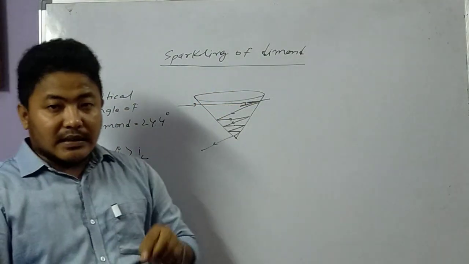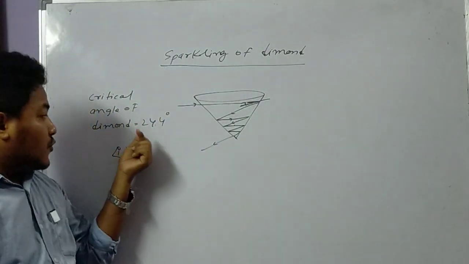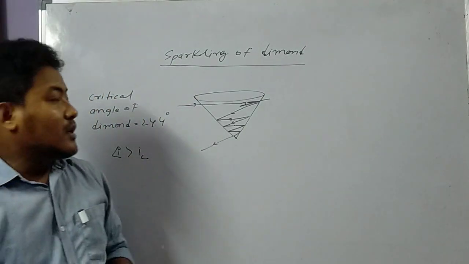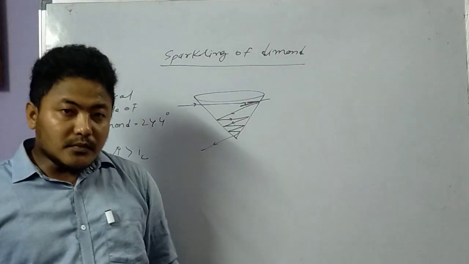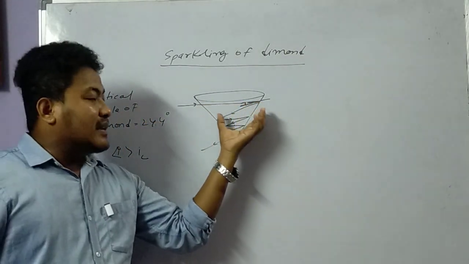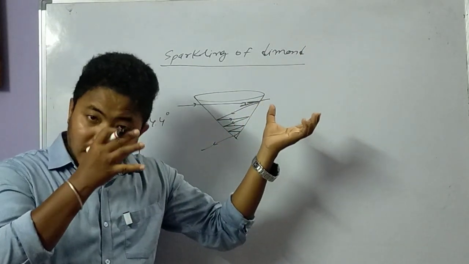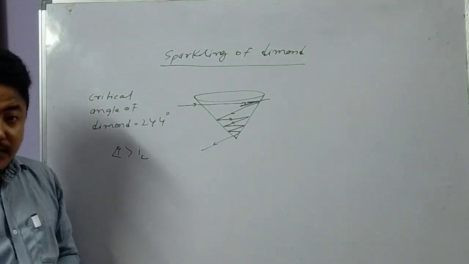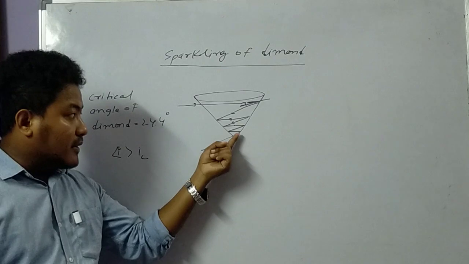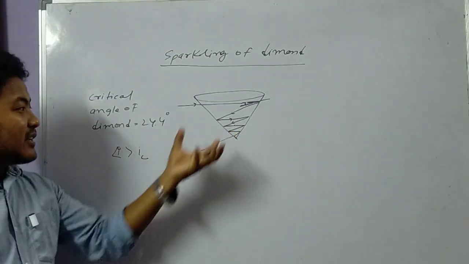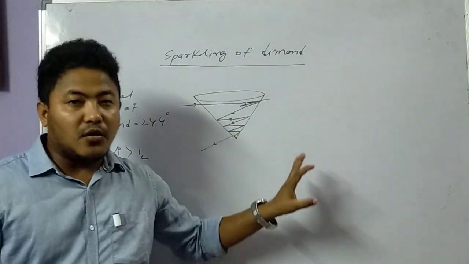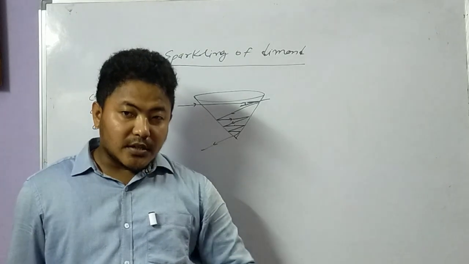In case of diamond, the critical angle is about 24.4 degrees, or say 24 degrees. I will confirm it; I forget this value. So 24.4 degrees is the critical angle, which is very less. Once the ray of light enters, multiple total internal reflections take place inside the diamond. Once the angle of incidence becomes lesser than the critical angle, the ray refracts out, and then you can see the bright sparkling of diamond. This all happens due to total internal reflection.